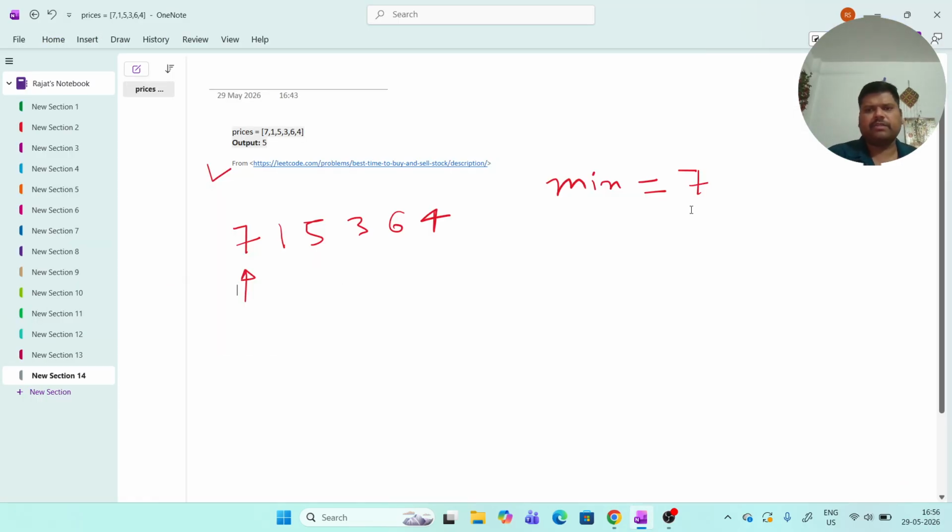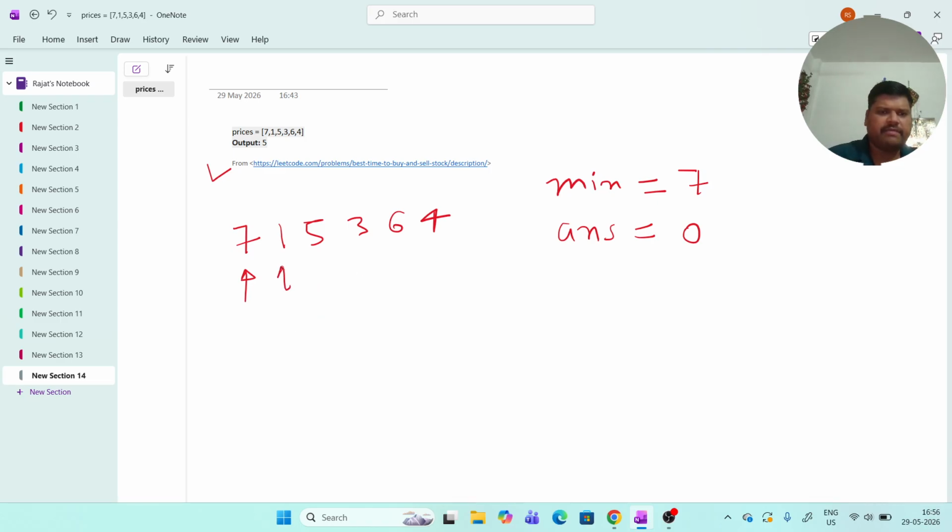So we are having min equals to 7 and answer equals to 0. Okay, so here what we'll do is we'll have our i variable here and we'll do answer equals to math.max of answer comma prices of i minus min, where prices of i is the sell day and min is the least price of the preceding days. So sell price minus least price is the profit.